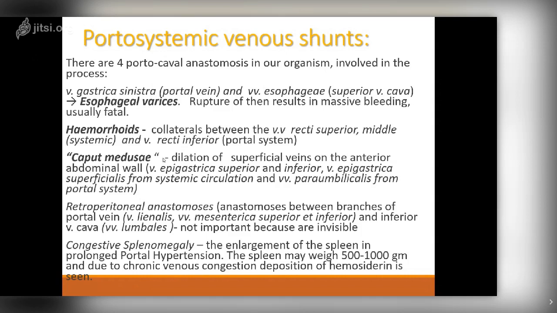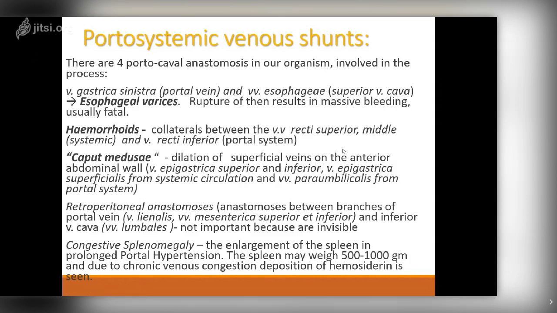formation of such collaterals. In the lower third of esophagus, where we can see formation of esophageal varices. Varices are dilated veins. The pressure dilates them. And usually rupture of these varices may be fatal because it is almost impossible to stop this bleeding. Next point is hemorrhoids, where there are collaterals between veins and the network of veins around the rectum.